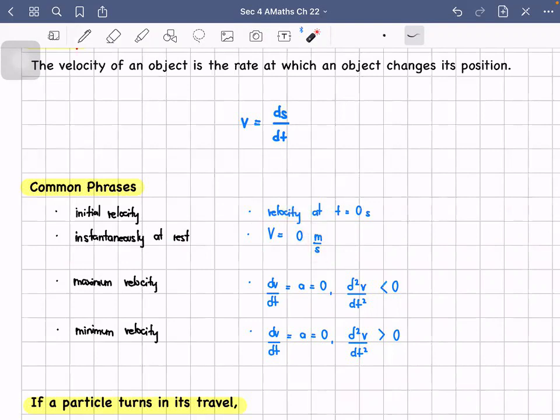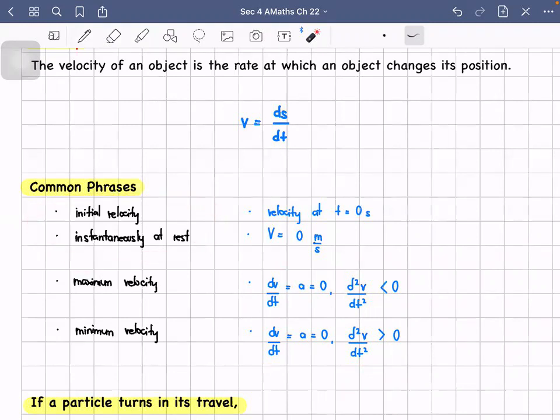And then maximum and minimum velocity is basically the same way as minimum and maximum point. In here, you get the derivative of velocity, and basically that's the acceleration is equal to 0. So getting the second derivative of each, if it's negative, it's maximum velocity. If it's positive, it's minimum velocity. But most of the time you will see these two phrases in the questions.